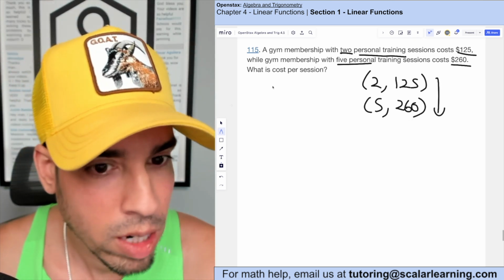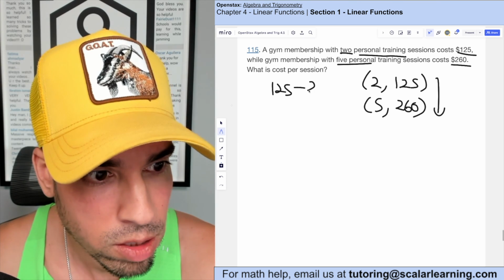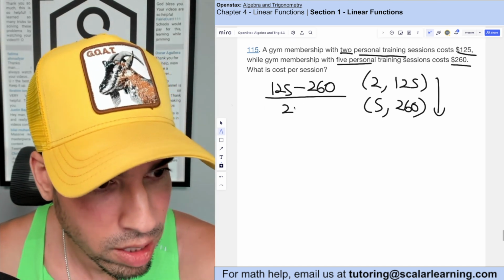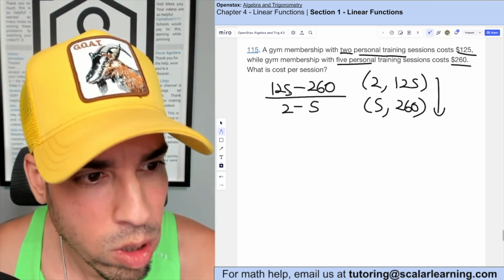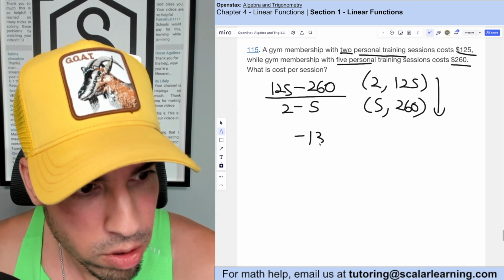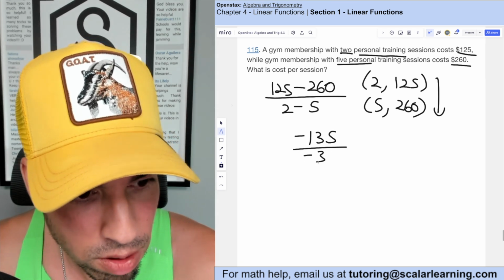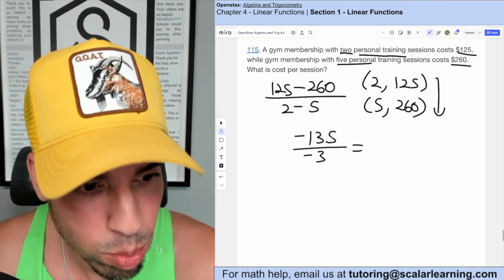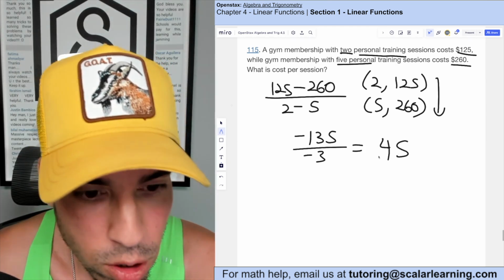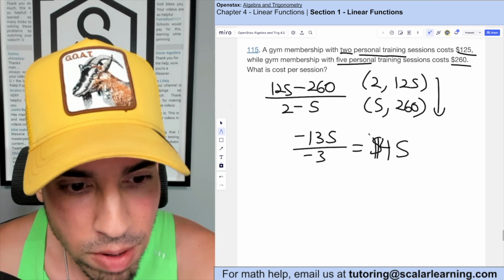Subtract down. We got 125, difference of the y's, 125 minus 260, over 2, the difference of the x is 2 minus 5. So 125 minus 260, what is that? Negative 135 over negative 3. That happens to be divisible by negative 3. That simplifies to positive 45. So the cost per session is $45.